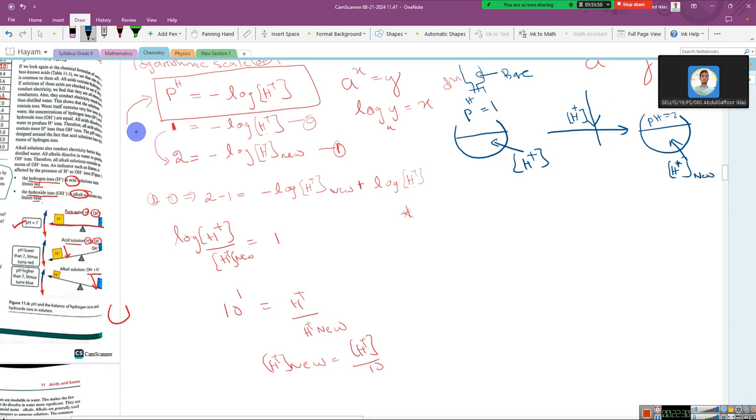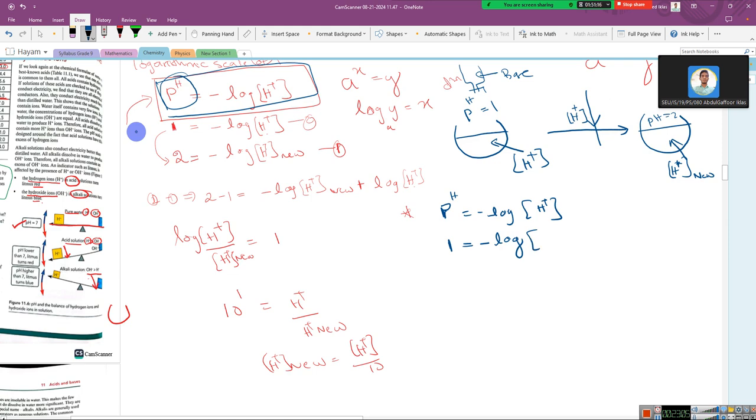So let me take it as H plus new. Now using this formula, I can write pH. What is the pH value in the first situation? 1, right? So instead of pH, I can put 1. pH is equal to minus log H plus concentration, so 1 is equal to minus log of the H plus concentration.